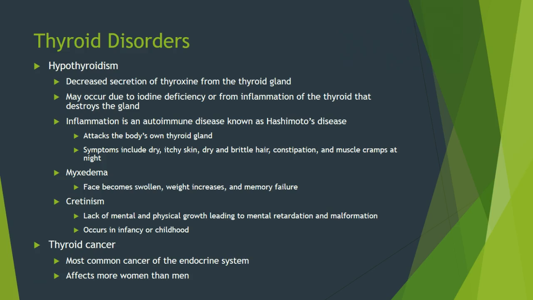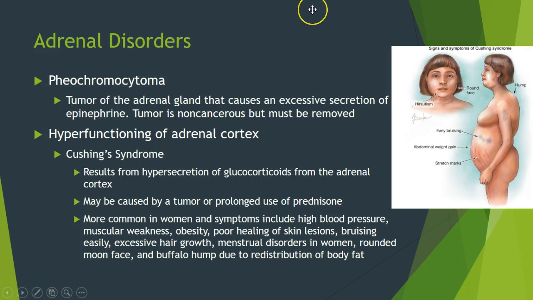Cretinism is another one. It's usually now called congenital hypothyroidism. So when a baby is born, if they're not producing enough thyroid hormone, over time it can lead to mental retardation and malformation in the brain. And so it's usually tested for when the baby's born, just to make sure that they're producing enough of that hormone.